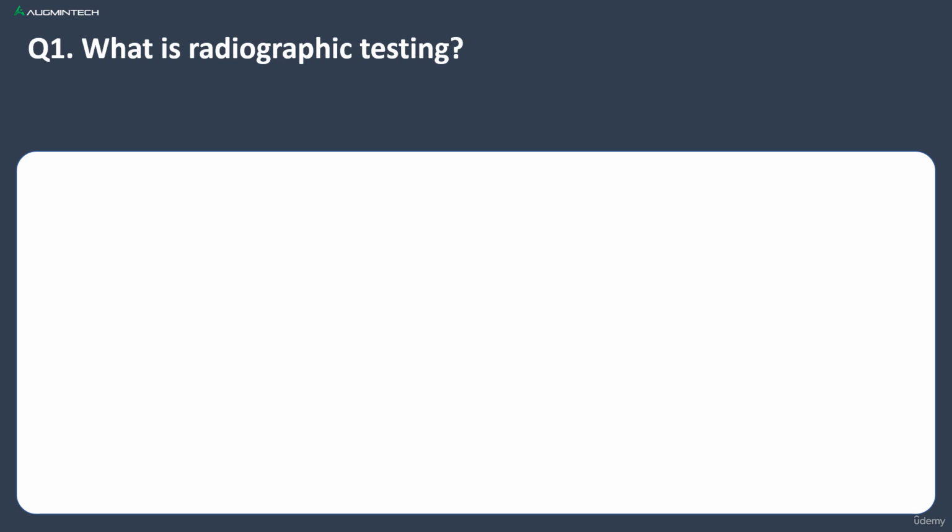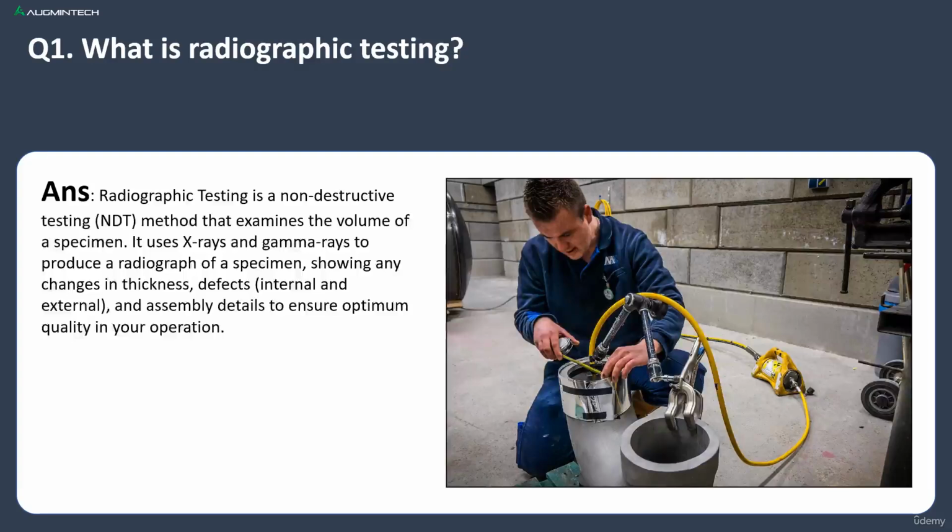To answer this, you can say that radiographic testing is an NDT method that examines the volume of a specimen. It uses X-rays and gamma rays to produce a radiograph of a specimen showing any changes in thickness, defects, and assembly details to ensure optimum quality in your operation. It is based on the principle that the radiation is absorbed and scattered as it passes through an object. If there are variations in thickness or density due to defects in an object, it means more or less radiation passes through and affects the film exposure.